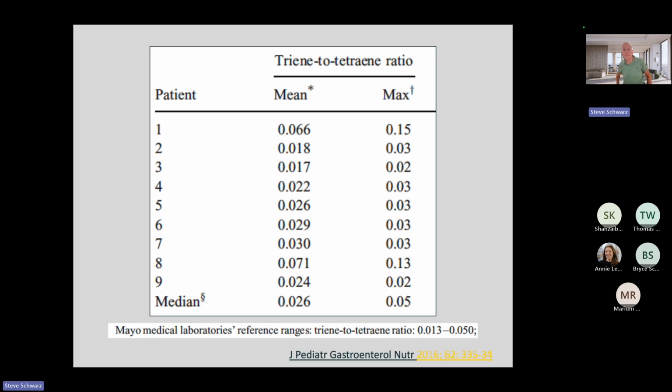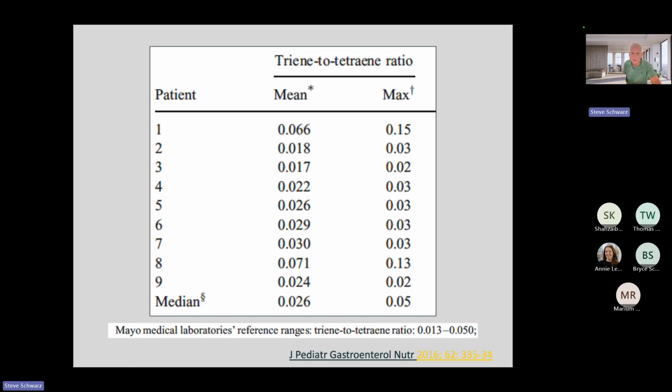And if we look at the triene-tetraene ratio, the triene-tetraene ratio is a marker for risk of essential fatty acid deficiency. The normal reference range, shown at the bottom, is between 0.013 and 0.05. Anything between that is a normal triene to tetraene ratio. That is 3 double bonds on your fatty acid versus 4 double bonds on your fatty acid. And I would advise that you screenshot this because this always shows up on the boards.